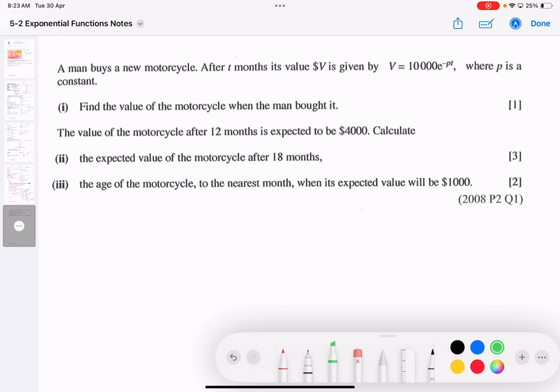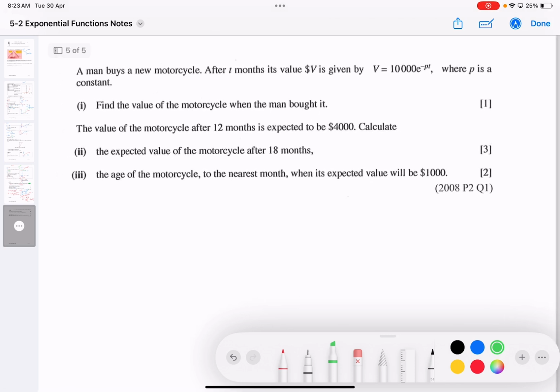A man buys a new motorcycle. After T months, its value is given by V equals to blah blah blah, where P is a constant. Find the value of the motorcycle when the man bought it. So the question that you have to ask yourself is, when the man bought the motorcycle, what variable do you know? P is a constant, that means it never changes, it's just a random number that you don't know what it is. V is the value that they want you to find.